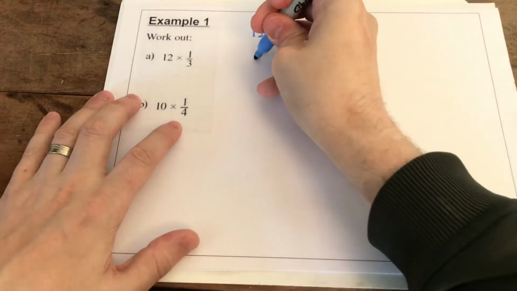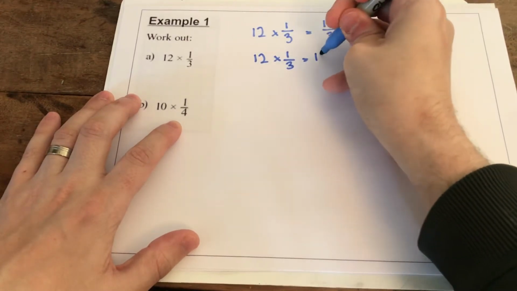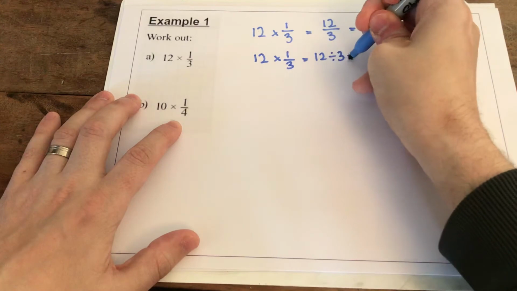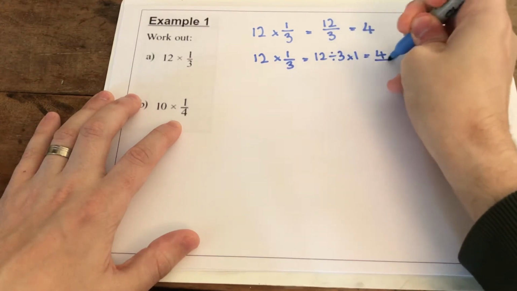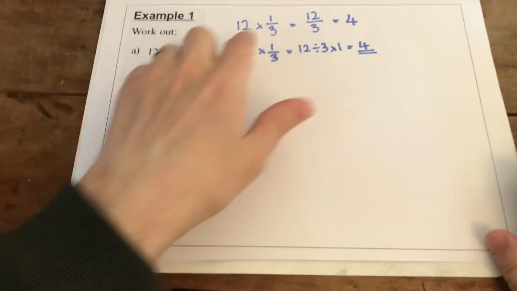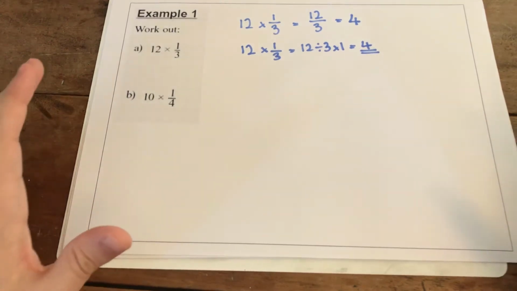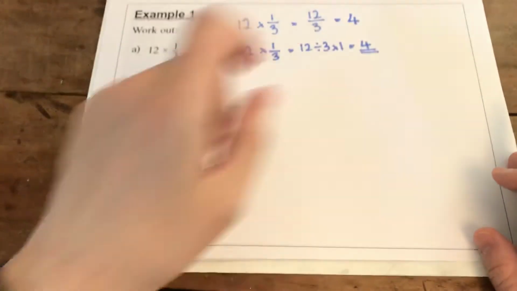Now I'm going to show you another way you can do this. You could do it in the other order and say 12 divided by 3 times 1. That will also give you 4. For most of these examples I'm going to set it out like the first way, because that makes it easier when we don't get whole number answers.